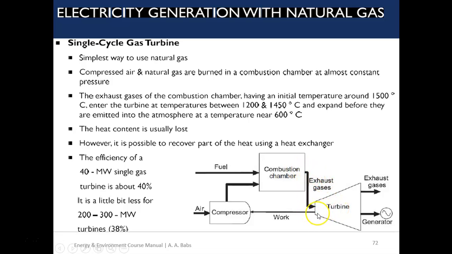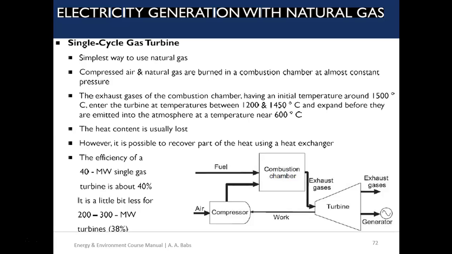It is the exhaust gases that then turn the turbine. When the turbine turns, there will be more exhaust gases produced, and then the generator would also turn. So the turbine turns and then turns the generator, and then the generator produces electricity that is required and needed by the users. So compressed air and natural gas are burned in a combustion chamber at almost constant pressure.